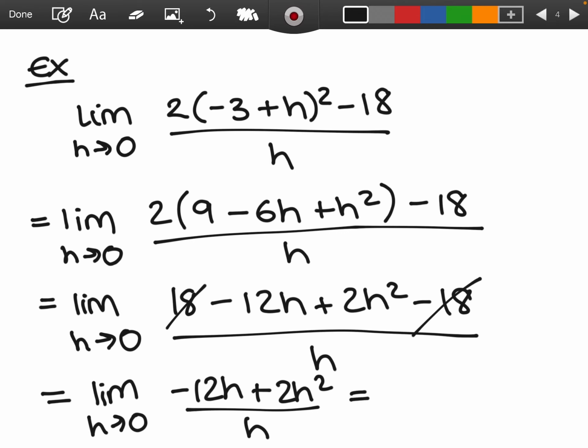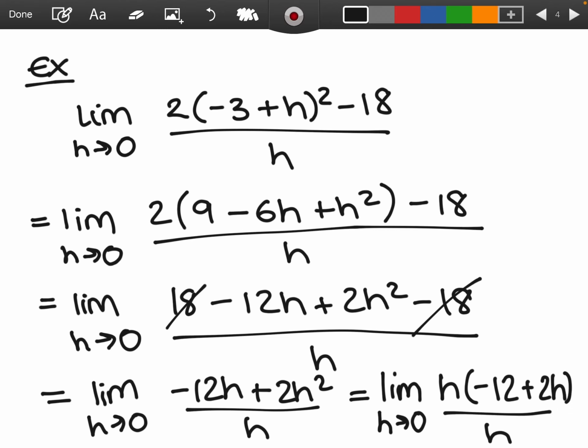You should be able to see here that we can cancel out the h's as they occur in both the numerator and the denominator. We can cancel them out because we are not worried about when h actually equals 0. We're worried about what happens as h approaches 0. So if I factor out the h on the top, I should put the limit in front of that. So I've got the limit as h approaches 0 of h multiplied by (-12 + 2h) over h.